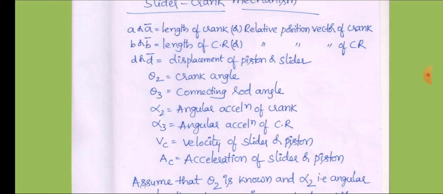And next, theta 2 is the crank angle, and theta 3 is the connecting rod angle. Alpha 2 is the angular acceleration of the crank, and alpha 3 is the angular acceleration of the connecting rod. And V suffix C notation I am using here is the velocity of the slider or piston, and A suffix C is the acceleration of the slider or the piston. Now, these are the notations which you are going to see in my derivation.